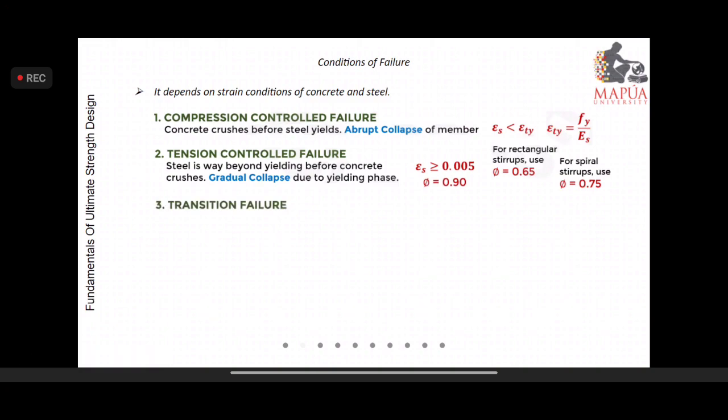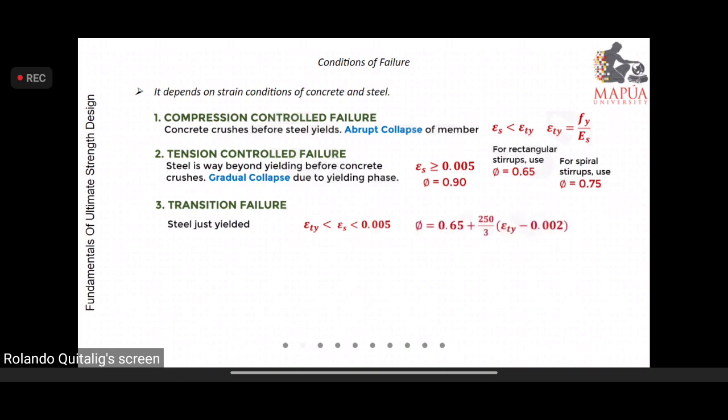For the transition failure, the steel has still just yielded, and the strain will be less than 0.005 but greater than the yield strain. And this will be the formula for it. This one has been presented a while ago. But this will be a phi ranging from 0.65 to 0.9 by virtue of interpolation. And this has been presented a while ago according to the strain limits: compression controlled, tension controlled, and transition region.